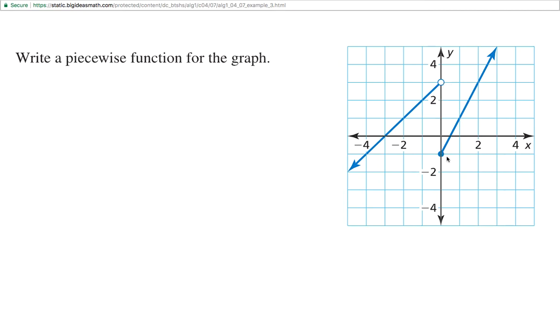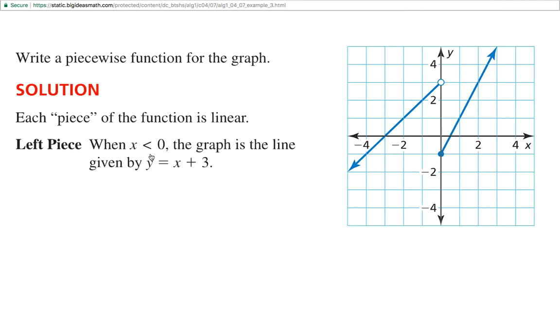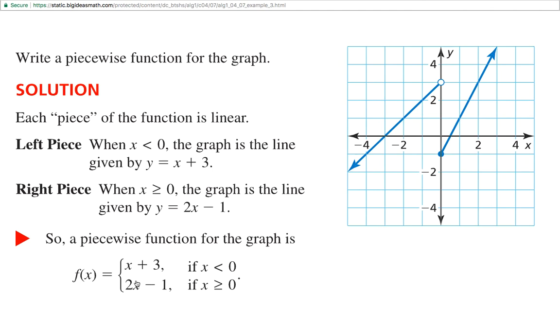Whereas this one, I noticed the y-intercept is at -1, and my slope is up 2, right 1. So it's going to be f of x equals 2x minus 1. Hence, you'll see that's what they go through here. So you'll see f of x equals x plus 3, this one right there, and then we'll have 2x minus 1, hence over here. And notice that the domain is x is less than 0 for the first, and x is greater than or equal to 0 for this one.